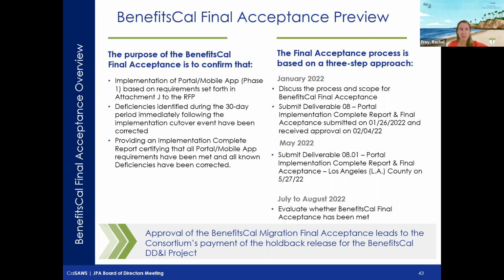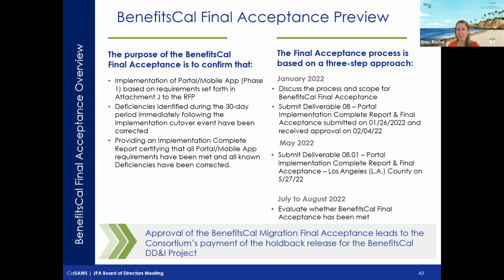With the move to Los Angeles in April, we extended the acceptance period to cover the time frame until 30 days post Los Angeles's go live. So the numbers you're going to see reflected are from go live all the way through 30 days after Los Angeles went live. And then lastly, there is a final confirmation that needs to be done in a report that summarizes all of the things that took place as part of the implementation for DDI, also certifying that we've met the first two items, which is that the requirements have been met and the deficiencies have been resolved.